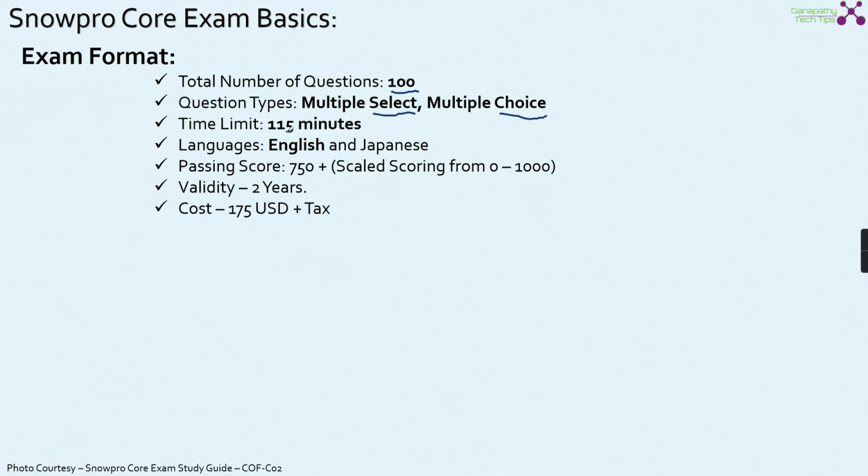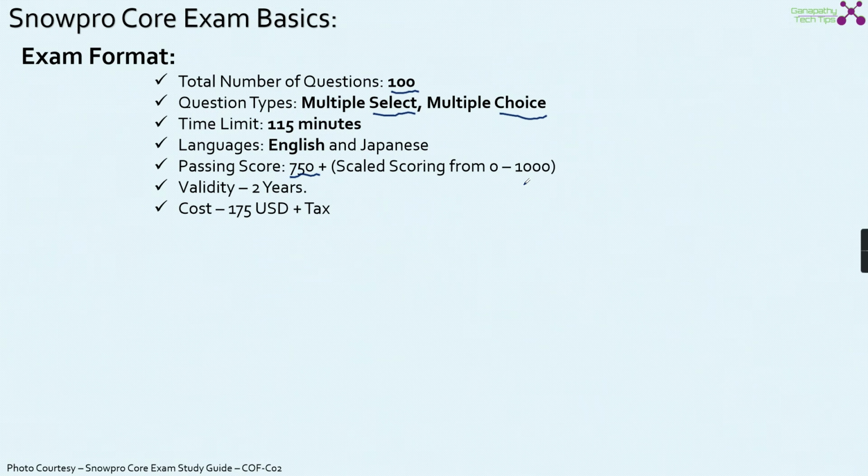So what is the time limit? The time limit is 115 minutes, which is just under 2 hours, by 5 minutes. The languages are English and Japanese, so typically we can attempt this exam in English. And the passing score is 750 plus on the scaled scoring methodology.